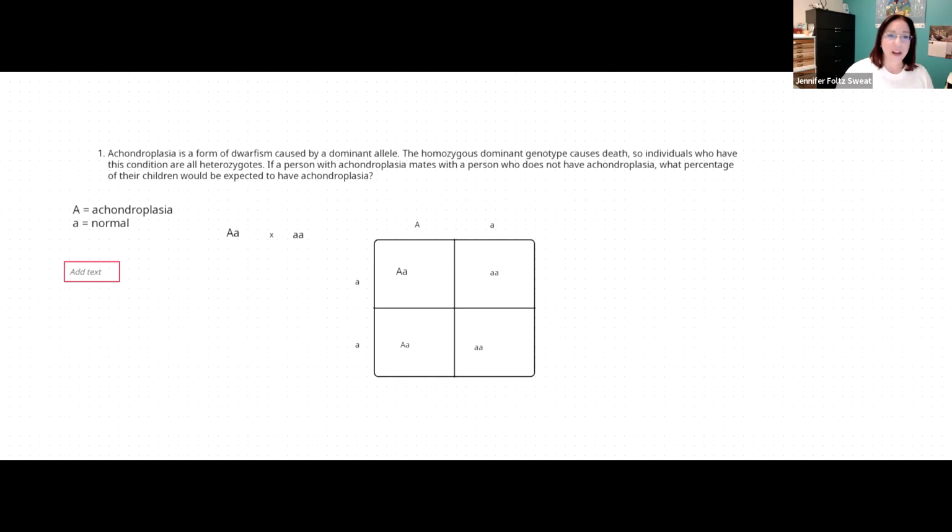So it says, what percentage would be expected to have achondroplasia? So 2 out of the 4 squares have achondroplasia. So 2 out of 4 is 50%. Remember, you divide the denominator into the numerator. All right, does that make sense to everyone? Did I say that right? It's numerator on top, right?